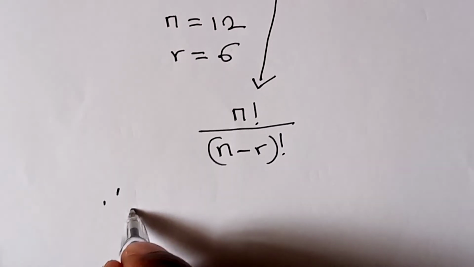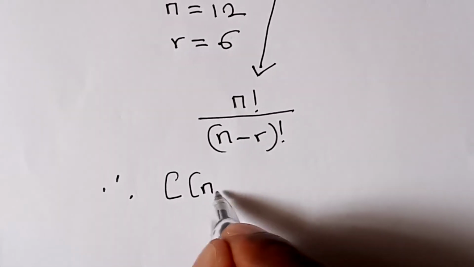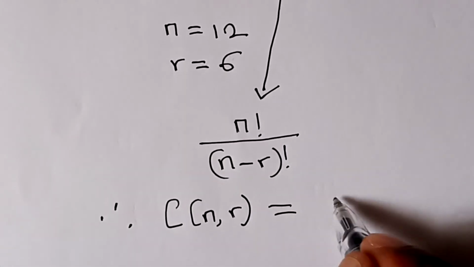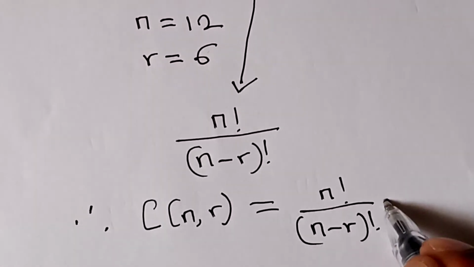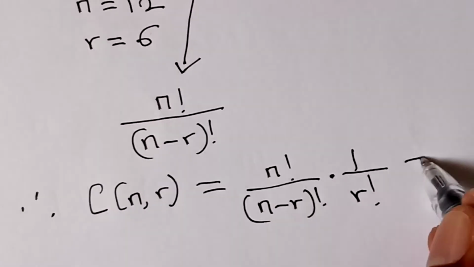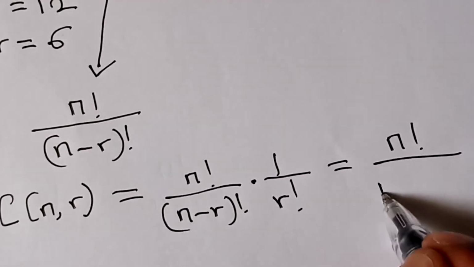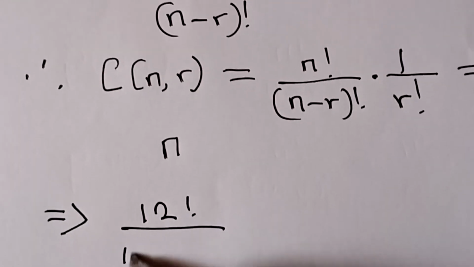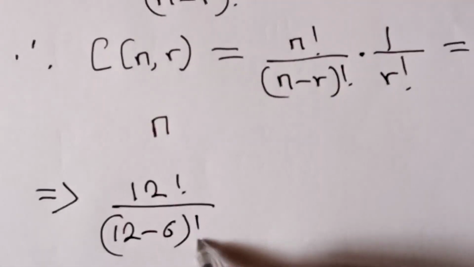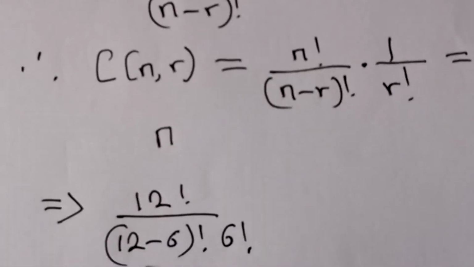Therefore, our combination, that is n choose r, will be given by n factorial divided by n minus r factorial multiplied by 1 over r factorial, which in combination we have as n minus r factorial times r factorial. Our n is 12 and our r is 6, and therefore what we're going to have here is 12 factorial divided by 12 minus 6 factorial. 12 minus 6 factorial will be 6 factorial.